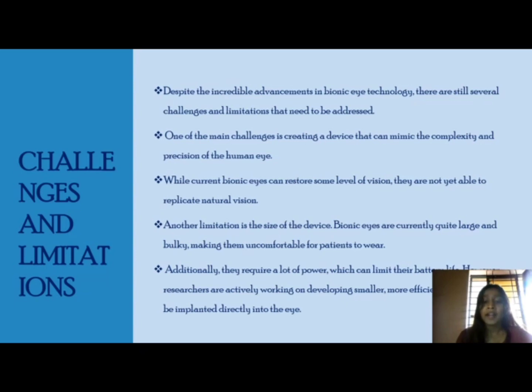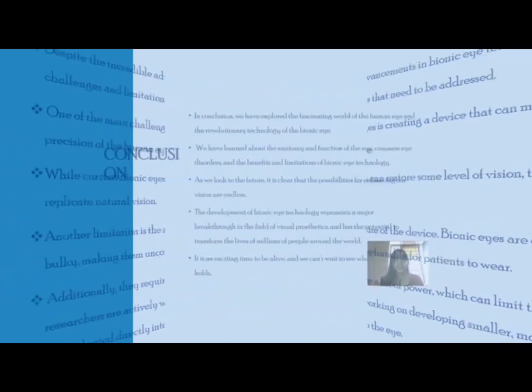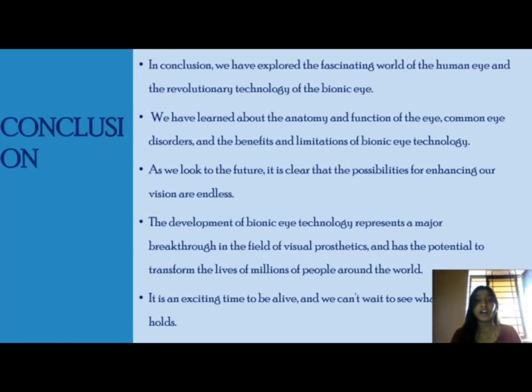Moving on to the conclusion. In conclusion, we have explored the fascinating world of the human eye and the revolutionary technology of the bionic eye. We have learned about the anatomy and function of an eye, common eye disorders, and the benefits and limitations of bionic eye technology. As we look to the future, it is clear that the possibilities for enhancing our vision are endless. The development of bionic eye technology represents a major breakthrough in the field of vision prosthetics and has the potential to transform the lives of millions of people around the world.